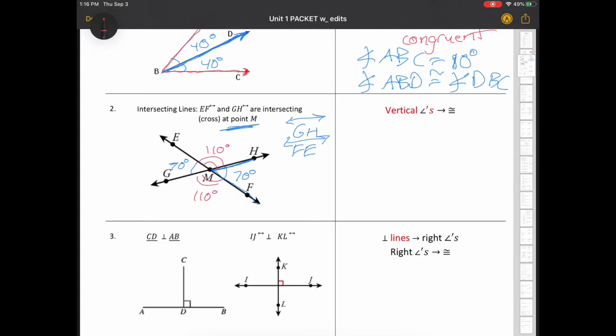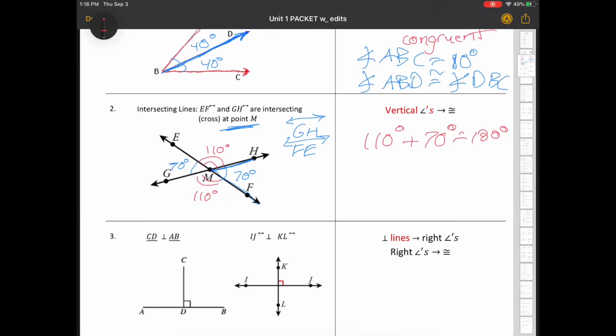Another thing you might notice here that we're going to get into is that two adjacent angles here add up to 180 degrees. So 110 plus 70 is equal to 180 degrees. So keep that in mind, as we will be talking about something to do with this later on.